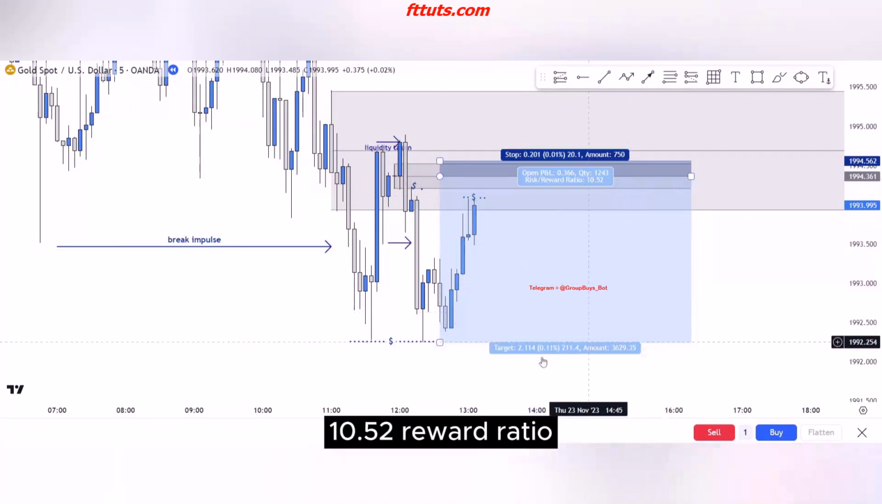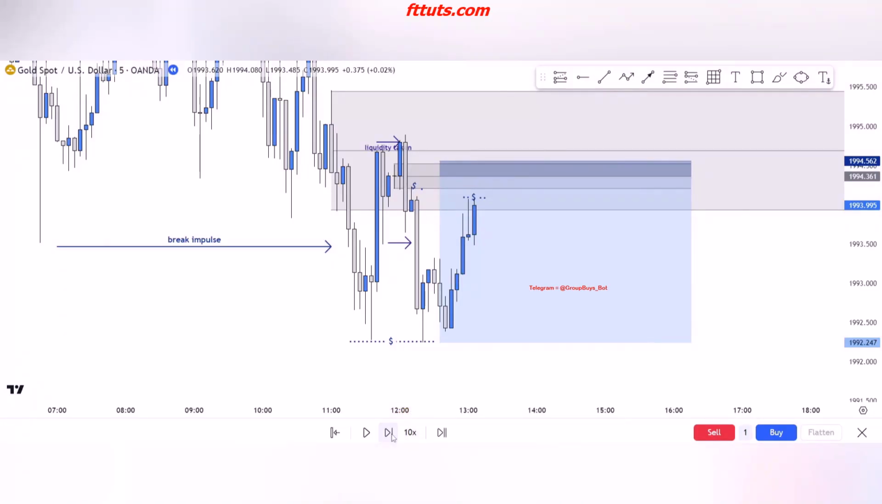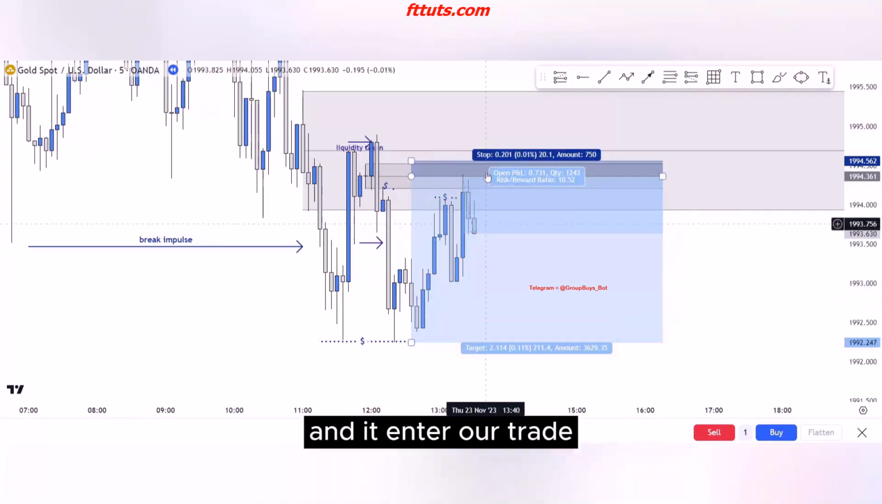10.52 reward ratio, and we enter our trade.